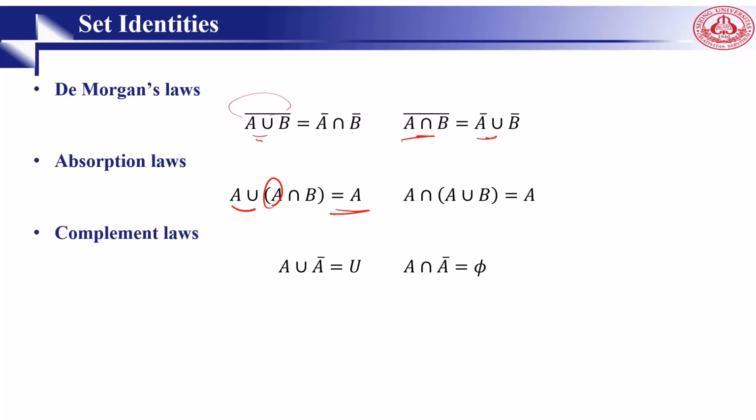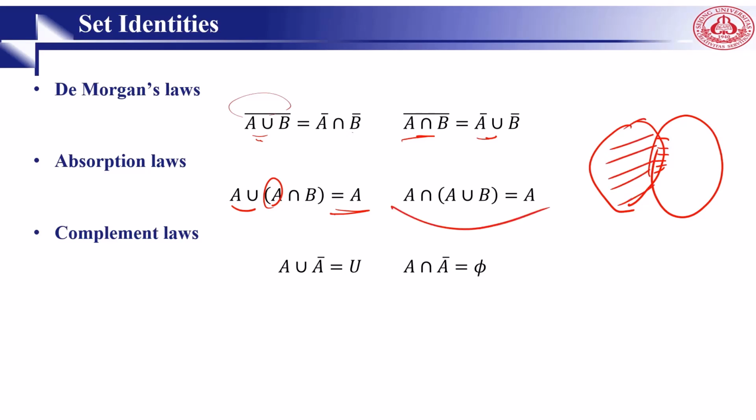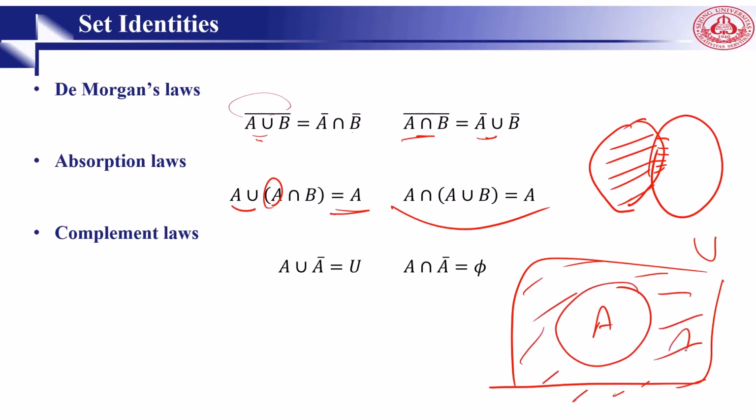Intersection of that part. You remember here, if this is A, if this is B, right? A intersection B is this part. A union of the intersection means whole A, right? And the same is applicable for this part. Union of A and its complement is U. If this is our U and this is A, then this part is its complement. So A union complement is U. A intersection with its complement is nothing.